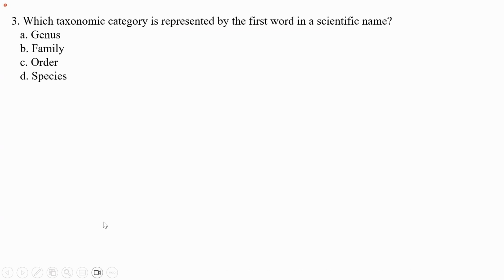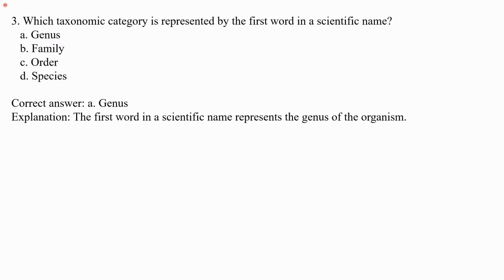The next question is, which taxonomic category is represented by the first word in a scientific name? Again, in binomial nomenclature, the first word represents the genus, while the second word represents the species. So the correct answer is option A, genus. The first word in a scientific name represents the genus of any organism.